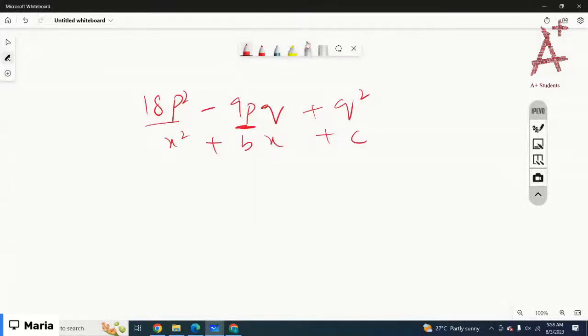No, just rewrite q and p. B is 9q and C is q square, right? So you have to find two numbers that when added make negative 9q and that when multiplied make q square, right? So just think of the two numbers that when multiplied make negative 9 and that when added make q square. What are the two numbers?